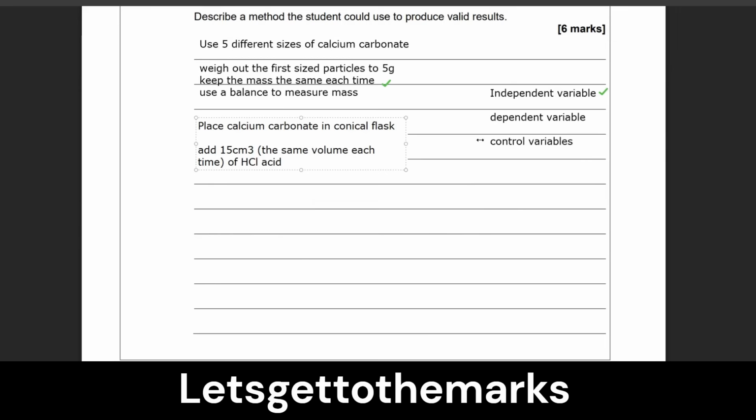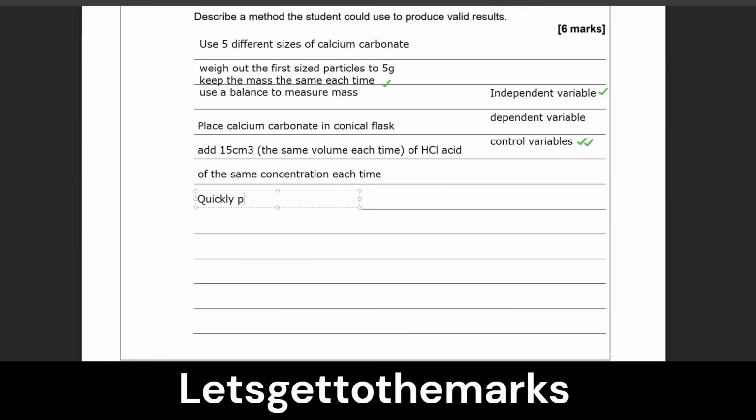I could say measure with a measuring cylinder. I'm not going to bother, but you could put that. So add 15 centimeters of hydrochloric acid of the same concentration. Now I could say 0.5 moles if I want to give it a number, but of the same concentration each time. So again, this is control variables. I'm controlling the volume and the concentration. So I've mentioned a couple of control variables there. And then I'm going to say quickly put the stopper and delivery tube in.